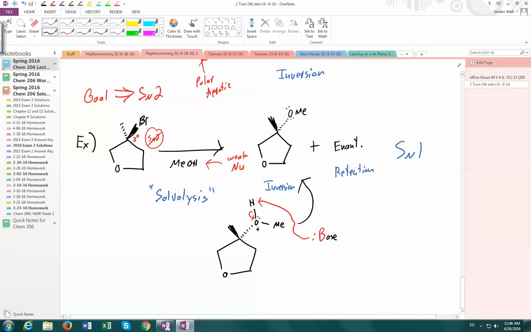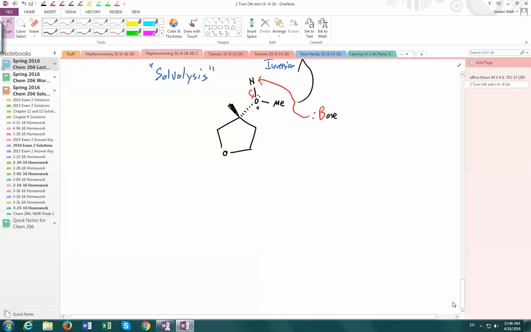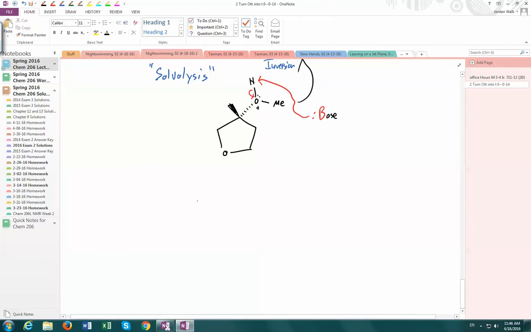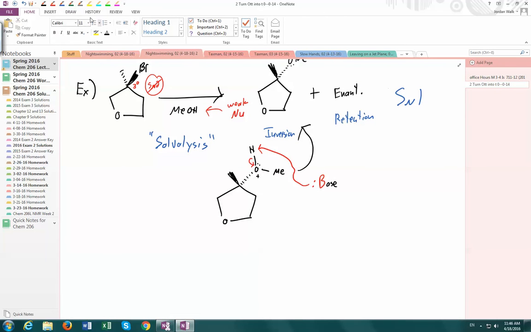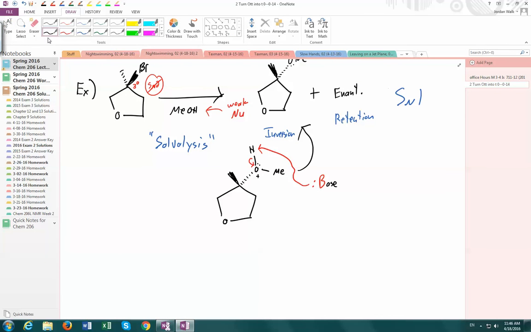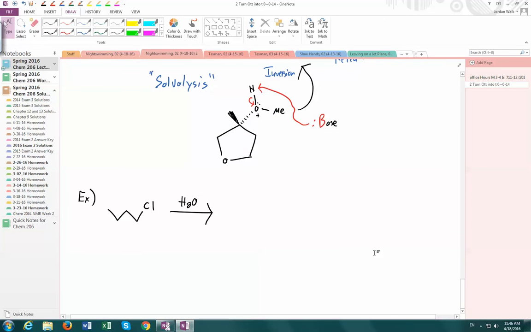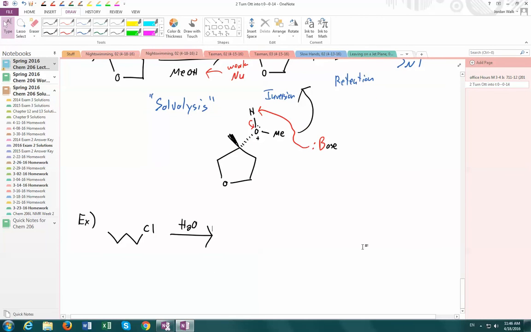All right, let's see. Take a look at this one. So in this case, we're going to have a fluoride and let's react it with water. So this is going to be another solvolysis reaction. We've just got water in there. Water is going to be our nucleophile and our solvent. And so furthermore, we're going to make our substrate look like that.